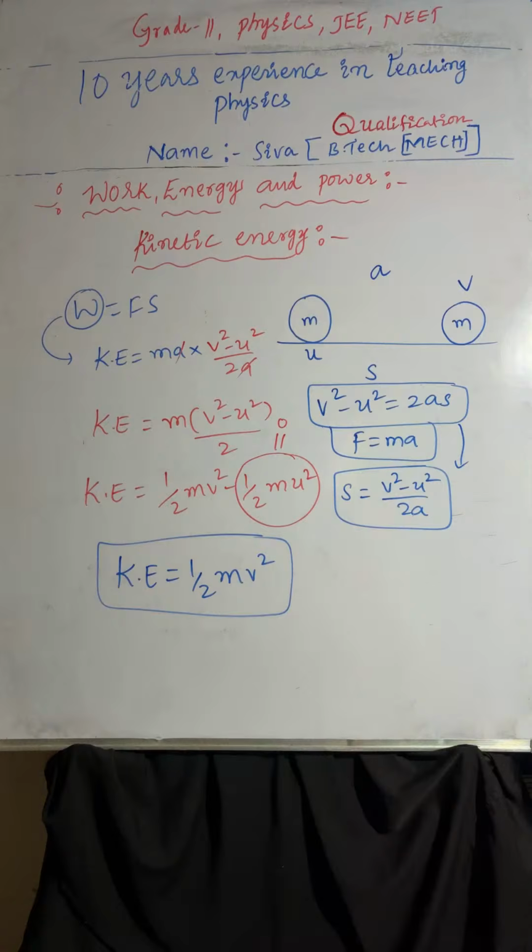Kinetic energy is nothing but the energy possessed by the body by virtue of its motion. W equal to force into displacement. Whatever work is done on the body will become kinetic energy. K equal to m into v square minus u square by 2a, that is equal to s. So that is the formula of kinetic energy.